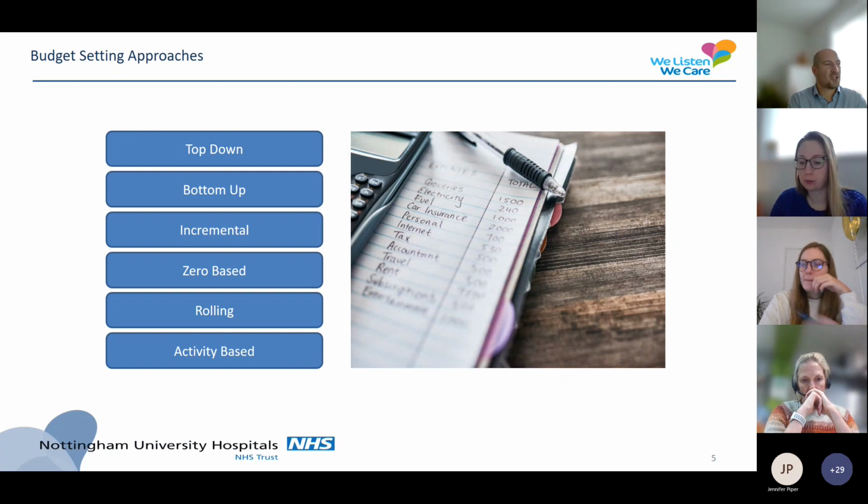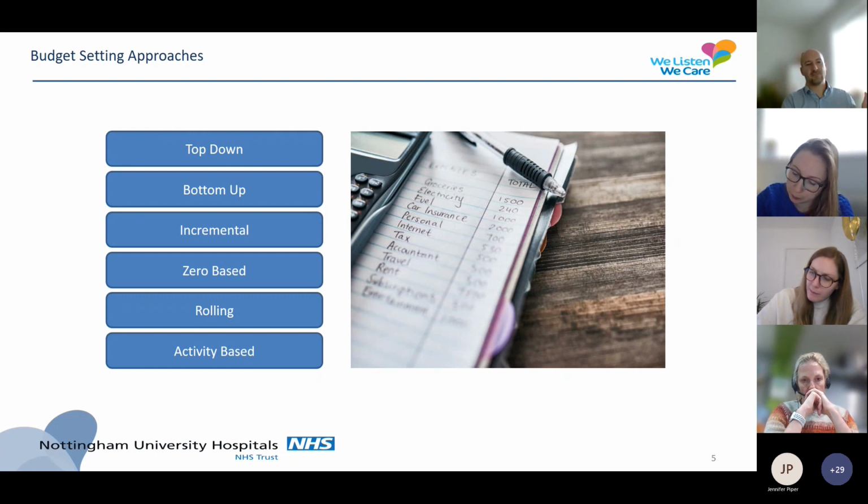A rolling budget is very much along similar lines to the incremental budgets, but it's one that is continuously updated for known changes. So essentially, rather than setting your budget at the start of one year and then not revisiting it until the end of the next year, if events occur in the interim period, you update for it.